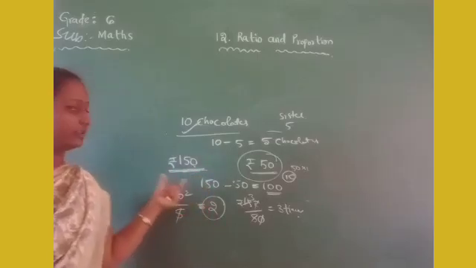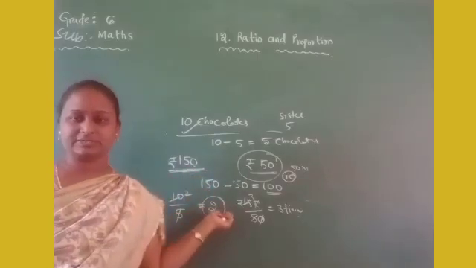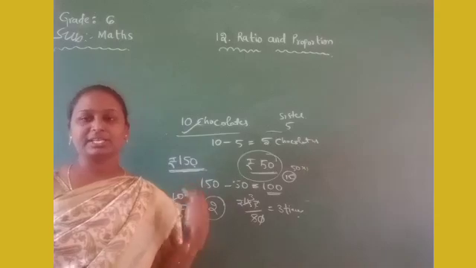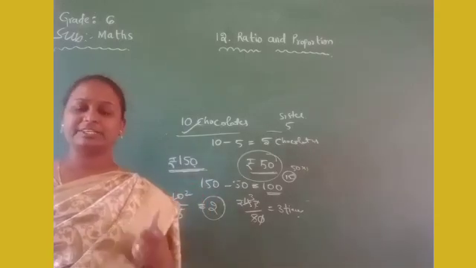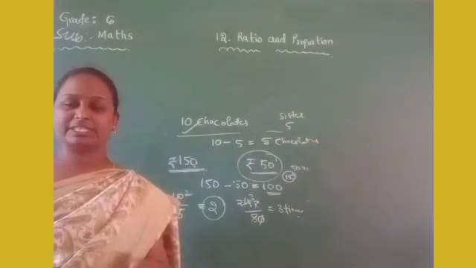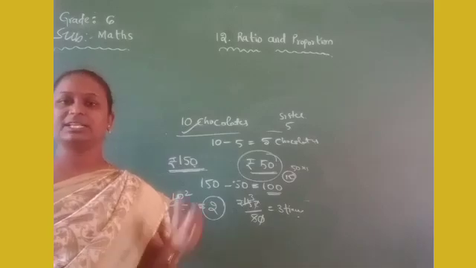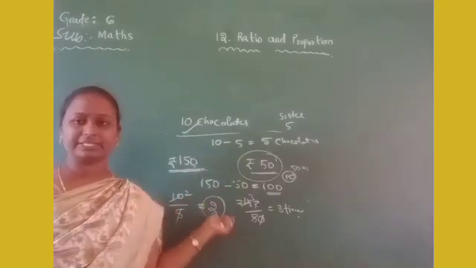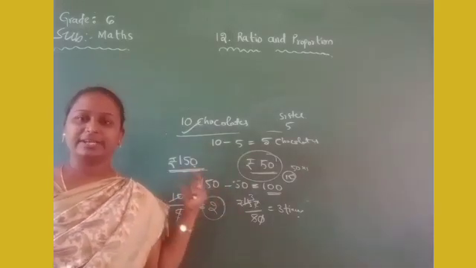So like this we are comparing the quantities. We can compare the same type of quantities. If the quantities are different, we have to convert them into the same units. The way of comparing these quantities is called the ratio.